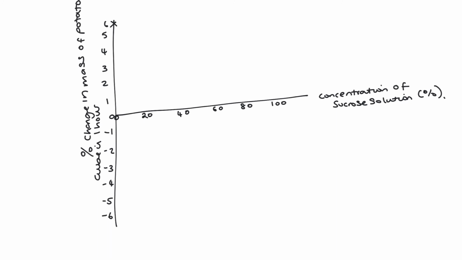And then at 20%, they still gained water, but a bit less. And then at 40%, they seemed to lose a little bit of water. And at 60%, they lost a little bit more. And 80%, they lost a little bit more. And then what did she do next? The next thing she did was she drew a line of best fit through her data.